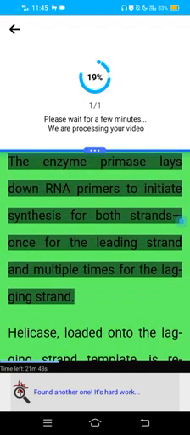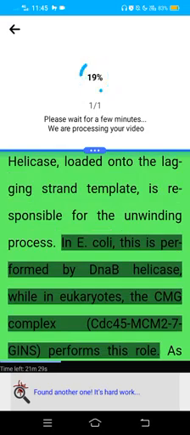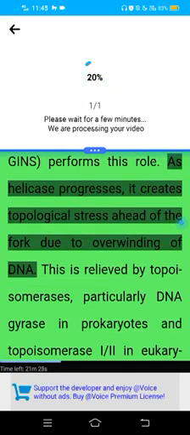The enzyme primase lays down RNA primers to initiate synthesis for both strands, once for the leading strand and multiple times for the lagging strand. Helicase, loaded onto the lagging strand template, is responsible for the unwinding process. In E. coli, this is performed by DnaB helicase, while in eukaryotes, the CMG complex (CDC45, MCM2-7, GINS) performs this role. As helicase progresses, it creates topological stress ahead of the fork due to overwinding of DNA.